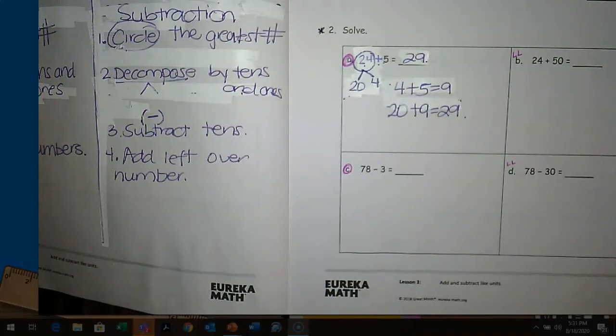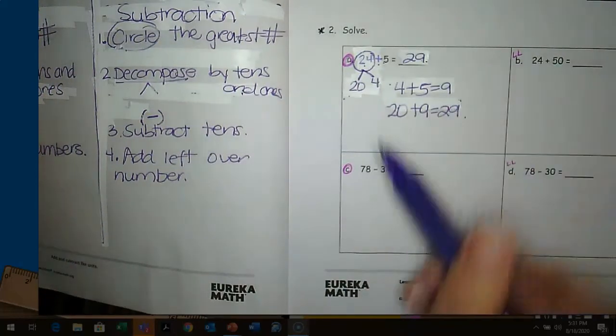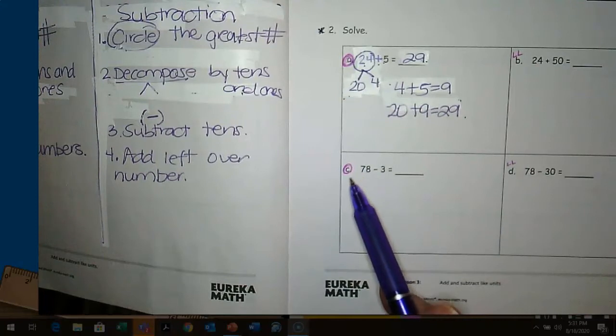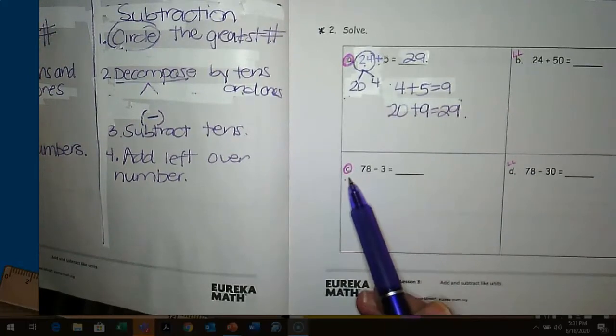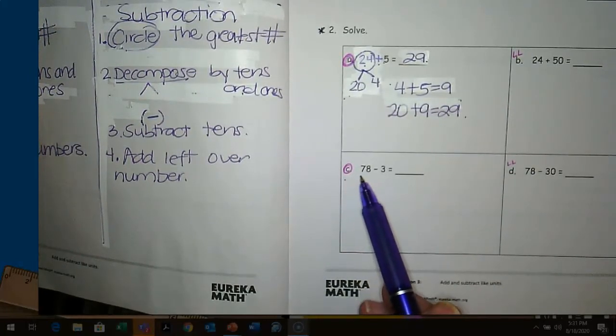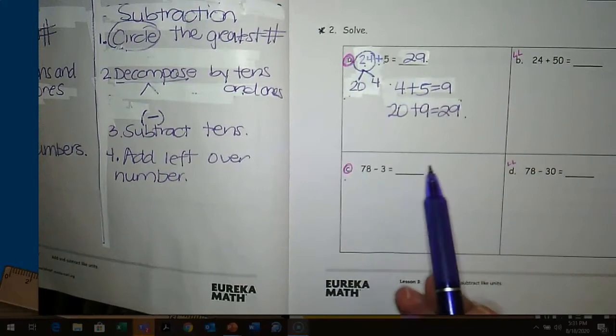If you are not done writing, pause the video and finish writing. Now we're going to look at another problem. We're going to work on problem number 2C. Everybody touch there. Let's read the problem. It says 78 minus 3.